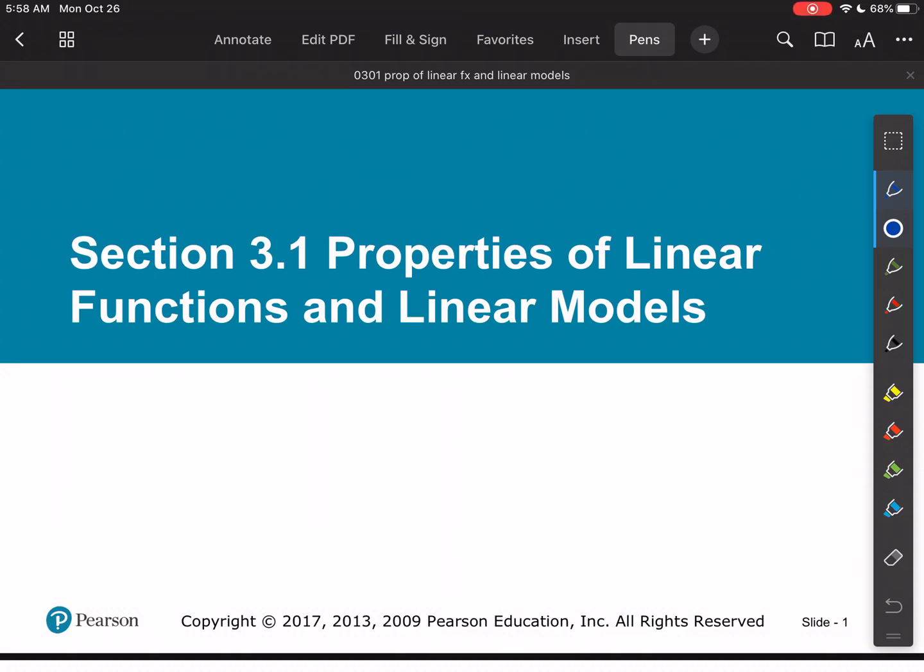All right, guys, in chapter 3, we're going to start off by really reviewing stuff from Algebra 1. This is a lesson on the properties of linear functions and linear models. So hopefully this is making very good sense to you. I'm going to cruise through and remind you about lines and how they work.